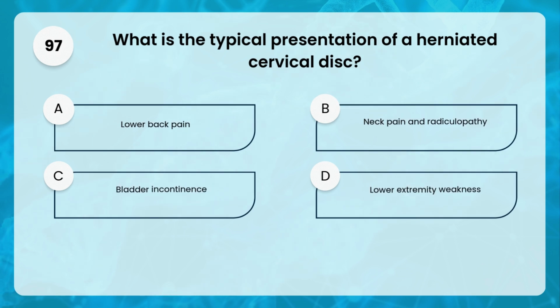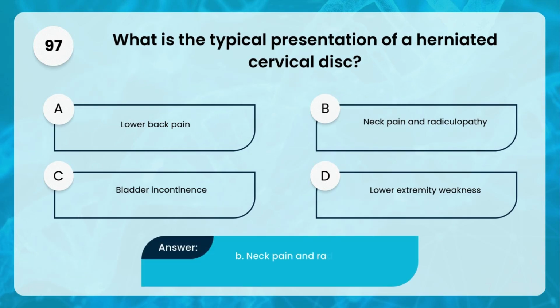97. What is the typical presentation of a herniated cervical disc? A. Lower back pain. B. Neck pain and radiculopathy. C. Bladder incontinence. Or D. Lower extremity weakness. The answer is B. Neck pain and radiculopathy.